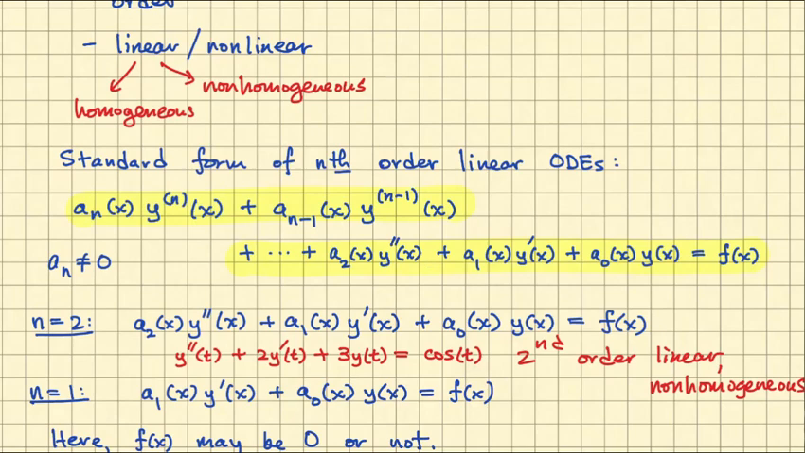And if it does not involve y, it only involves x. If it does not involve y, then it needs to be on the right-hand side. Why don't we look at some practical examples?